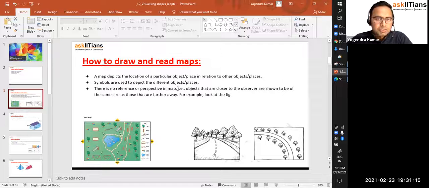Symbols are used to depict the different objects and places, right? There is no reference or perspective in the map. Closeness and how far it is, like 1 kilometer, as I said in the example, could be represented as 10 centimeters. So half a kilometer will be how much? 5 centimeters. So you need to give that much length only in the map, so that it can be readable, a better way. I hope you got the idea. So start reading maps, start getting the idea. This is really helpful in real life, right?